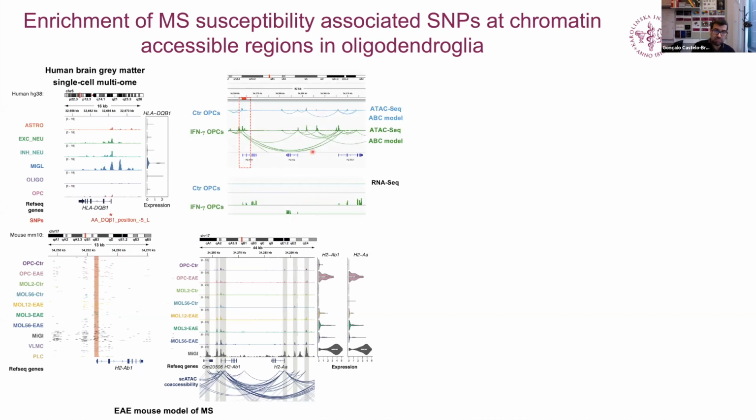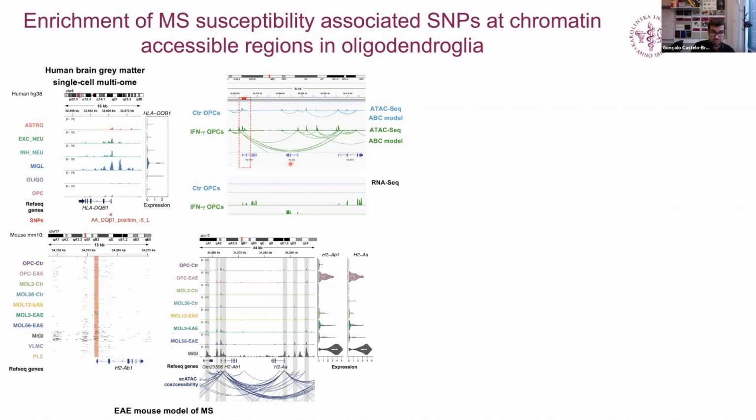And then when we go back to our primary OPC data where we treated with interferon gamma, we could indeed see an increase upon interferon gamma treatment, increased chromatin accessibility and also expression of this gene, suggesting that there is the priming, but also that the context of the disease might contribute to the increased accessibility at these immune genes.